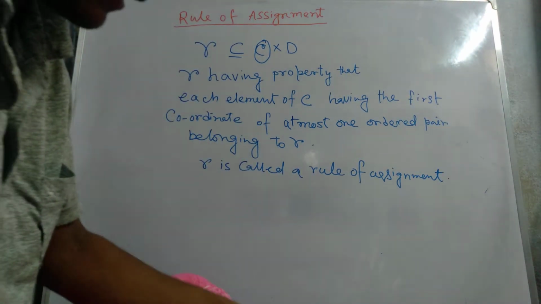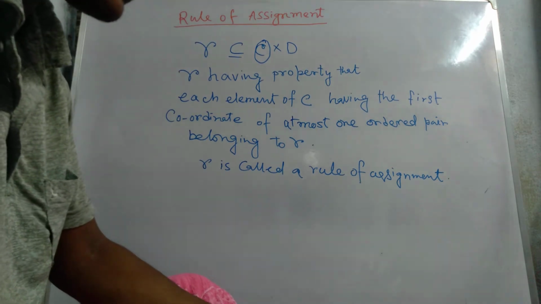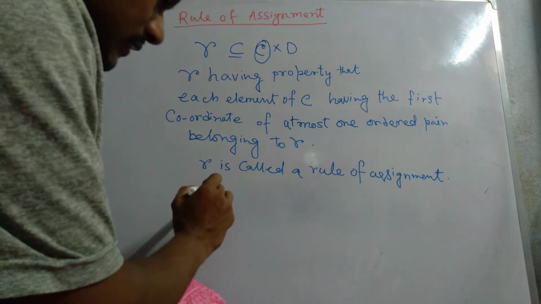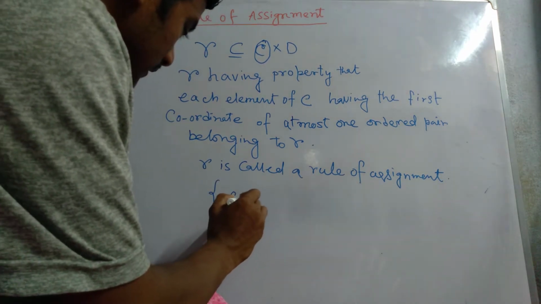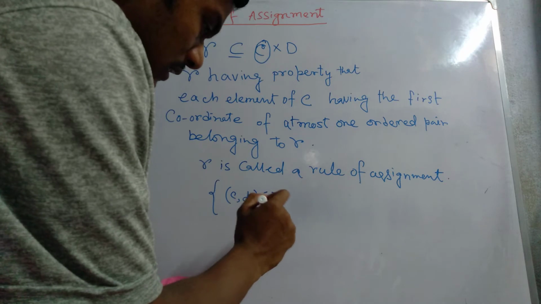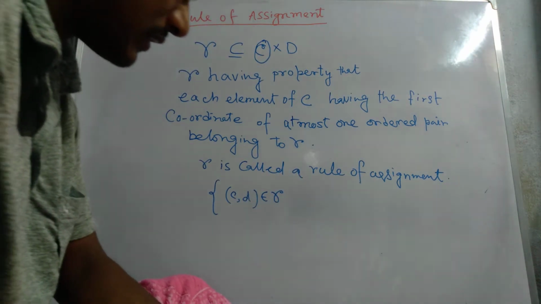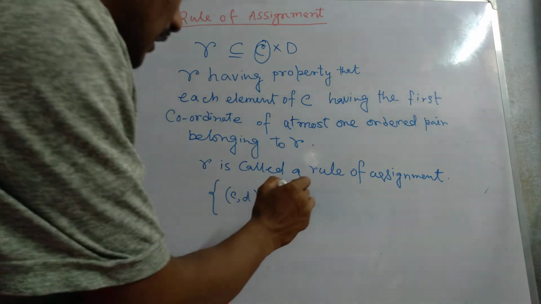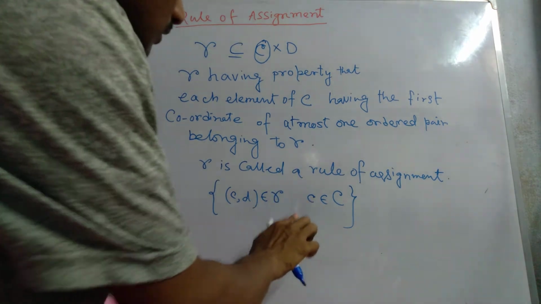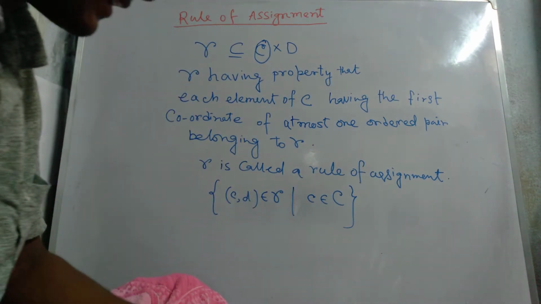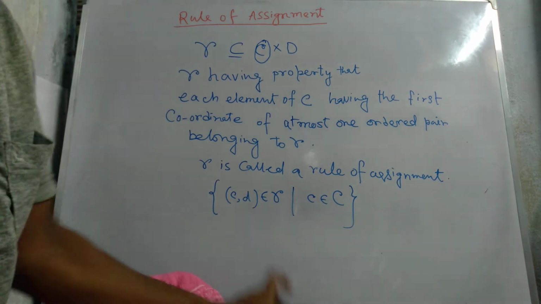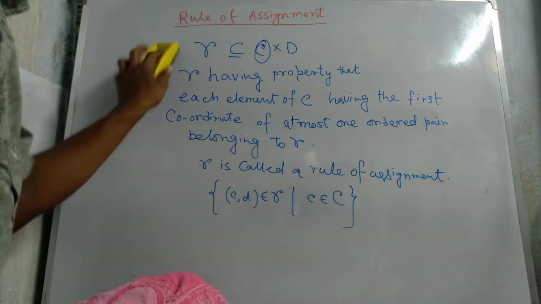Understand? Next we see R. Then (c, d) belongs to R, where c belongs to capital C. Again, we define a rule of assignment in this way.